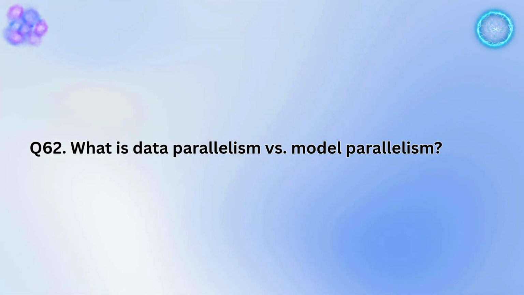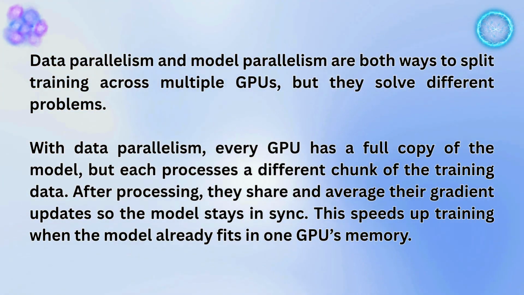What is data parallelism versus model parallelism? Data parallelism and model parallelism are both ways to split training across multiple GPUs, but they solve different problems. With data parallelism, every GPU has a full copy of the model, but each processes a different chunk of the training data. After processing, they share and average their gradient updates so the model stays in sync. This speeds up training when the model already fits in one GPU's memory.